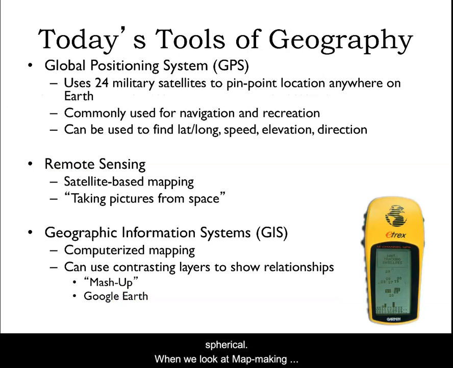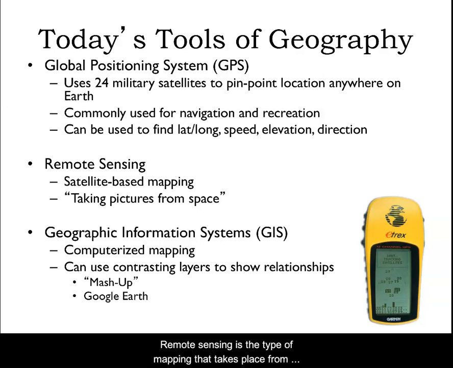When we look at map making and some of the tools that geographers use today, 3 main things we're going to look at here: GPS, remote sensing, and geographic information systems, also known as GIS. The GPS, you've probably heard of that. You have it in your cars. It is based upon information from 24 military satellites. It helps pinpoint where we are on the Earth.